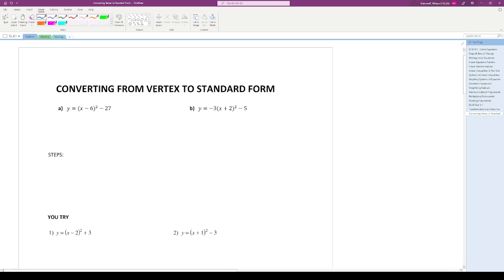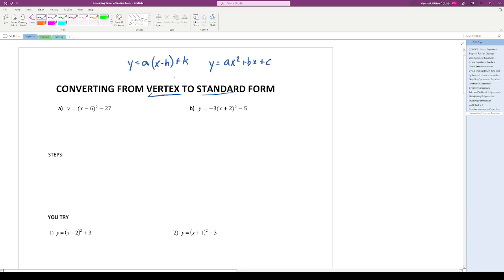So vertex form, just as a refresher from yesterday, is in the form y equals a, where a tells us how wide or skinny the parabola is and whether it goes up or down, times x minus h, where h is the x coordinate of our vertex, so that's our horizontal shift, plus k, which is the y coordinate of our vertex, that's our vertical shift. Whereas standard form is the one that goes y equals ax squared plus bx plus c.